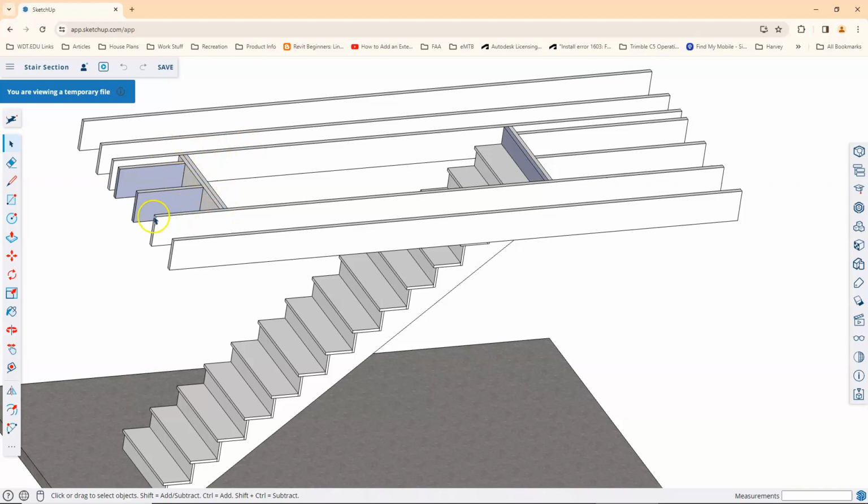Typically all of those members are doubled. The headers are doubled, and usually the joists that hold up the headers are also doubled. These ones are not, just to be clear. This model isn't completely accurate, but in most cases this joist right here and this joist right here all the way through would be a double joist.